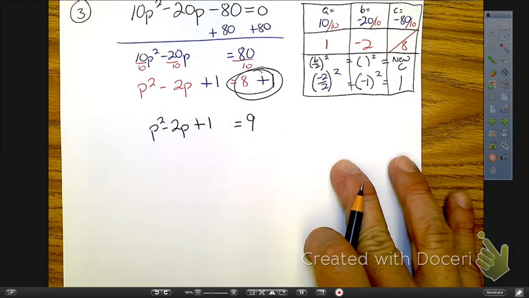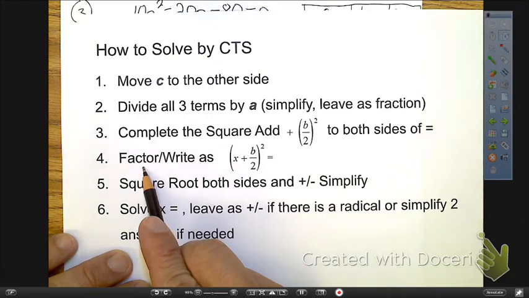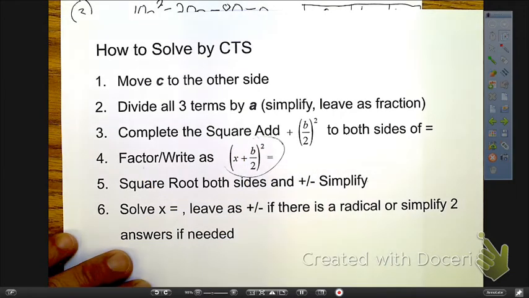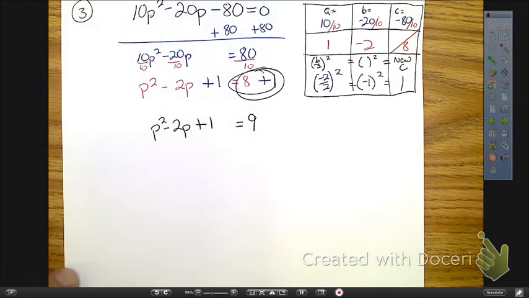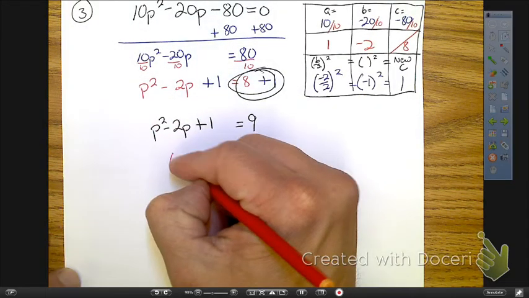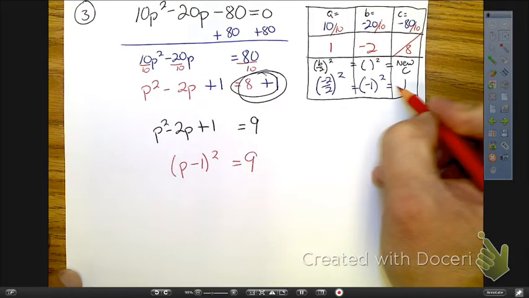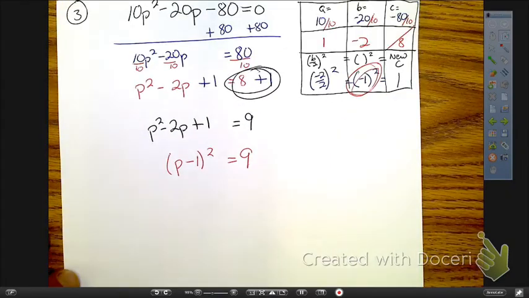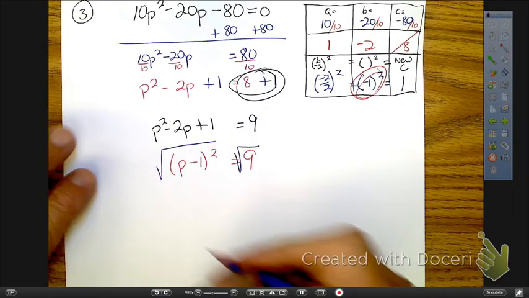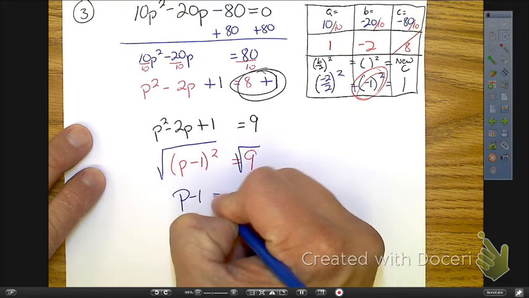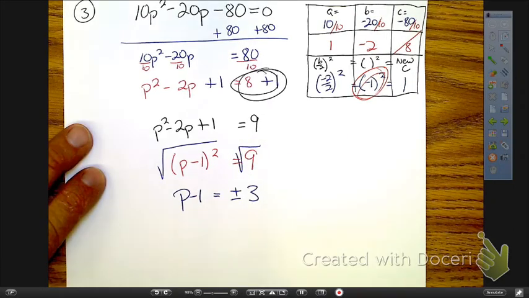Step 4, again, tells us to either factor the left side of the equation or use a shortcut that we discovered by showing our work in the graphic organizer. P minus 1 quantity squared equals 9. Square root both sides of the equation. P minus 1 equals plus or minus, well, the square root of 9 is 3.